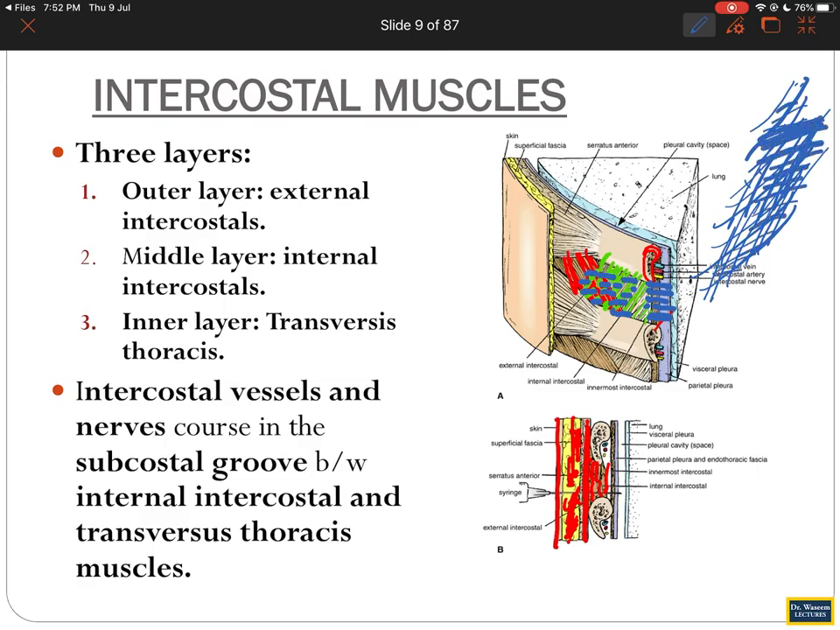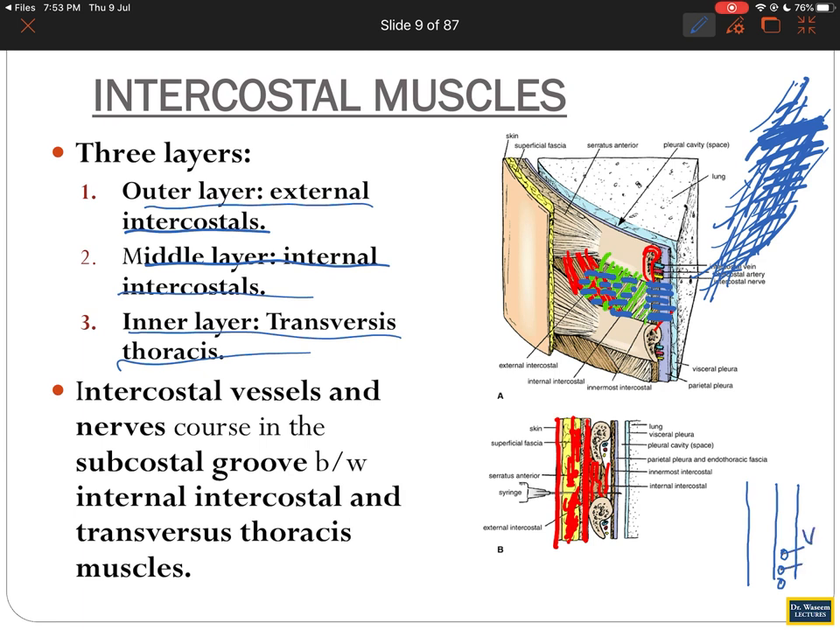So, the outer layer is the external intercostal, the middle is the internal intercostal, and the last will be the transverse thoracic muscle. When you look at these muscles, you see that the neurovascular bundles will be trapped between 2 layers. We have the transverse thoracic, internal intercostal and external intercostal, these 3 muscle groups. Your neurovascular bundle is lying between the deepest and the middle layer here. Vein first, artery next, nerve last, in a VAN arrangement.